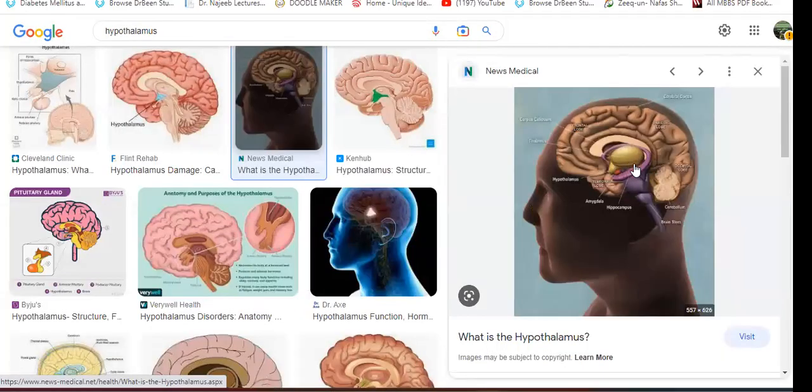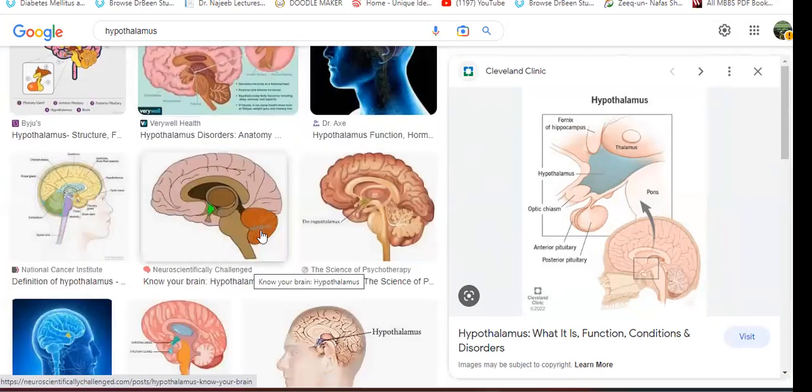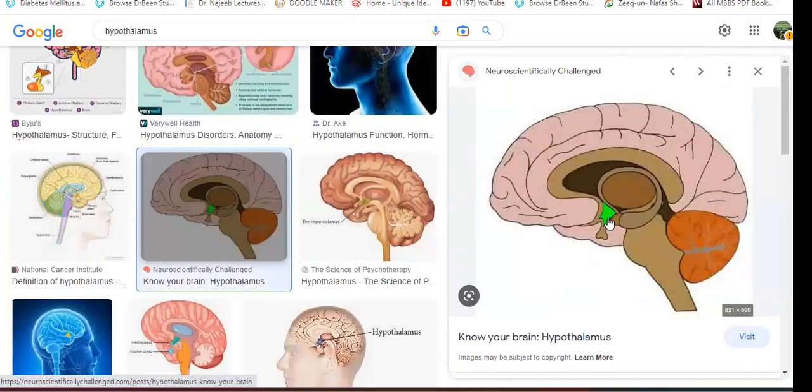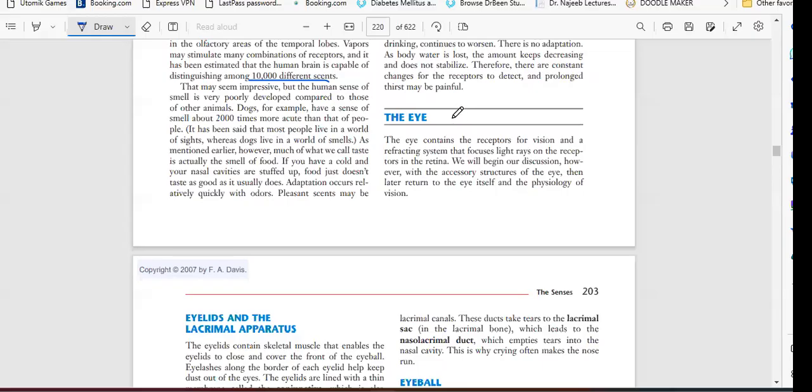So this is the hypothalamus. This is a structure like an egg. This is the hypothalamus here. You can see here hypothalamus. You can see below this we have hypothalamus. This is the thalamus. This is hypothalamus. Okay. Next we have the eye.